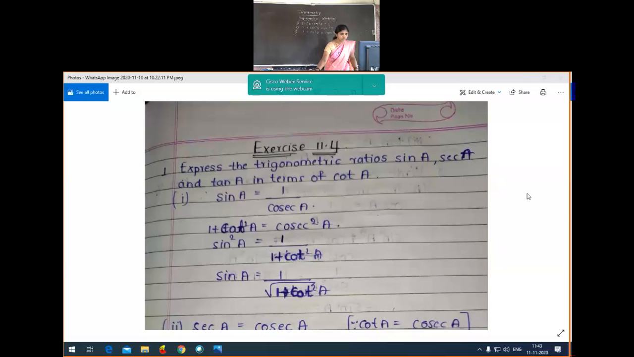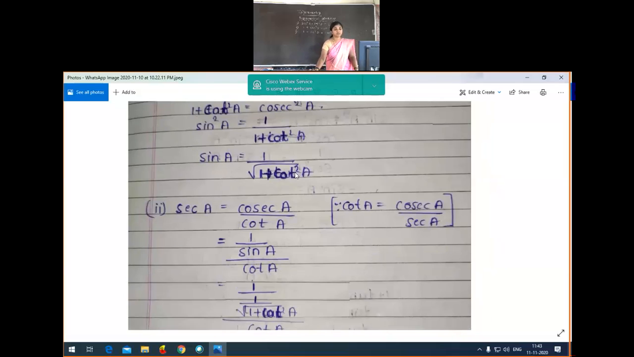One second, two students are waiting. Yes, now just observe this. Sin A is equal to 1 by cosec A. Here we use the formula 1 plus cot square A is equal to cosec square A. First we write sin square A, which is 1 by cosec square A. Then sin A is equal to 1 divided by the square root of 1 plus cot square A.